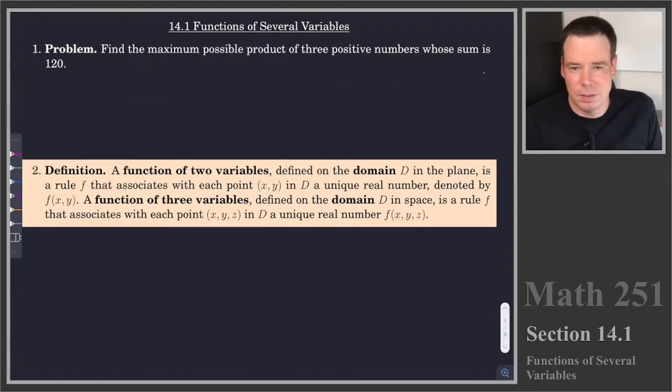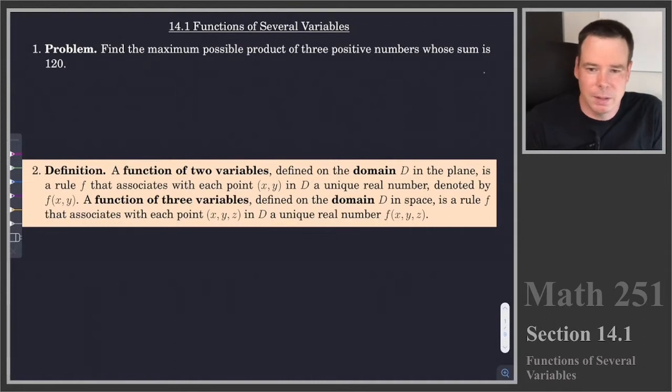How could these things perhaps come up in practice? That's our first motivating problem. So we're going to find the maximum possible product, or at least the problem is. We're not going to find it in this lecture. We're going to pose the problem here, see what kind of ingredients are needed in order to solve such a problem, and then defer the actual solution to a later section when we have the necessary tools to solve it. But for right now, we're just looking at the setup of this problem.